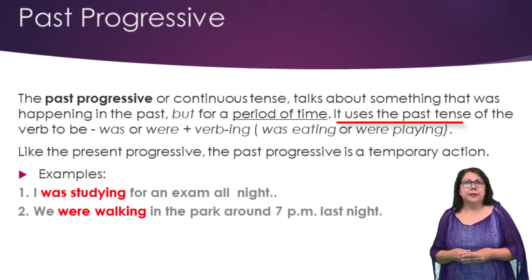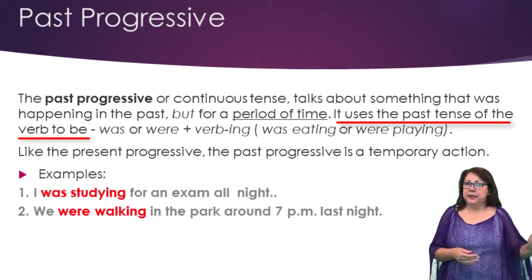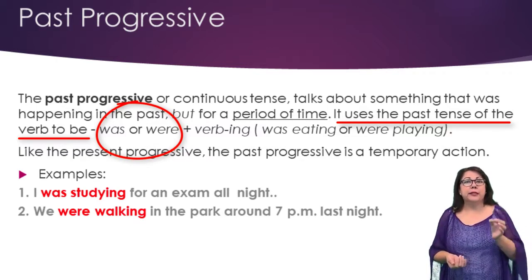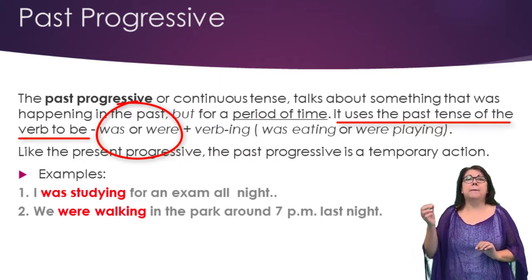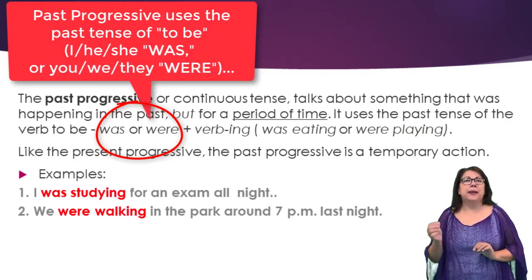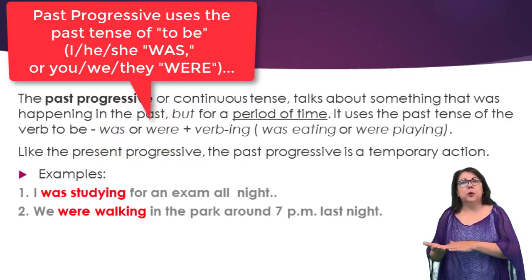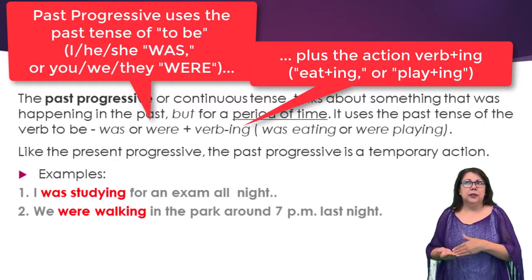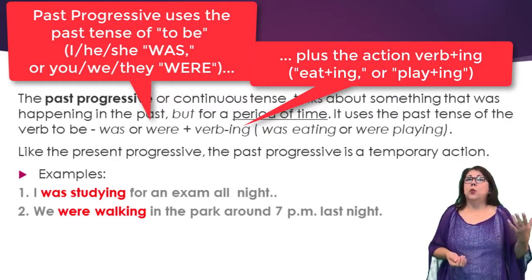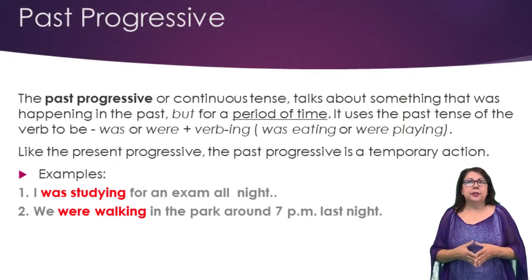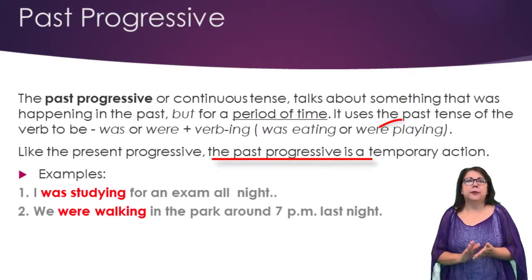So it uses the verb to be in the past tense, was or were. Remember the first lesson when we did present progressive and the verb to be was in present tense? Well, here, since we're talking about past, we use the verb to be in past tense, was or were. And then we use the next verb with an ing. Okay, so I could say I was eating. The past tense was, and eating with an ing. Like the present progressive, again, it's about a temporary action.